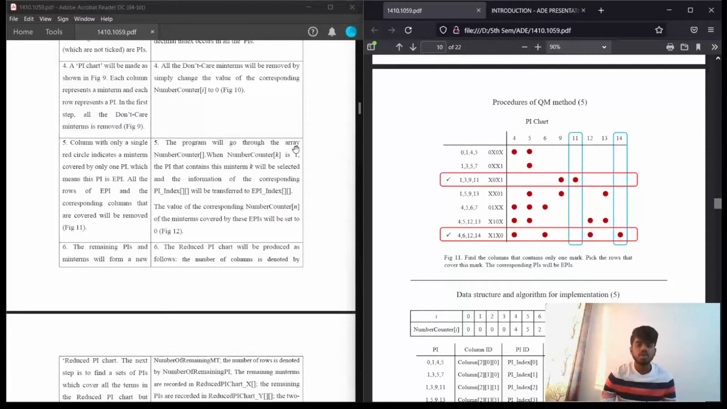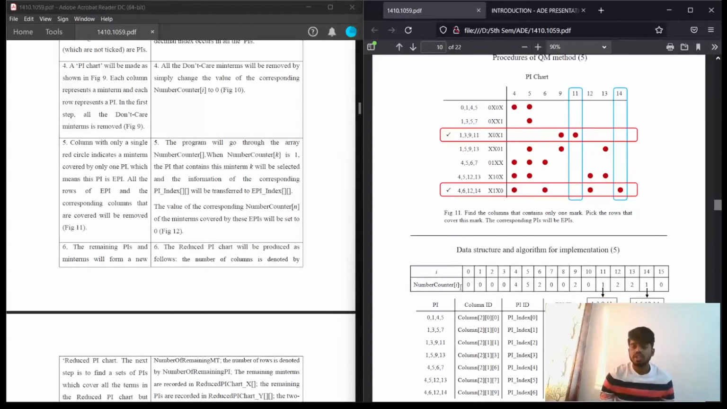The program will go through an array, number counter. When the number counter is 1, that means the PI that contains that min term will be selected, and the information of the corresponding prime implicant index will be transferred to the EPI index. The value corresponding to the number counter of the min terms covered by these EPIs will be set to 0. So check out our example.